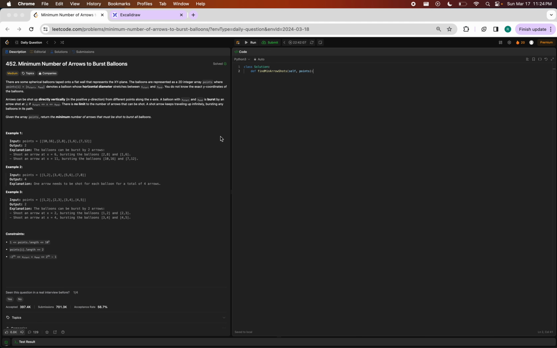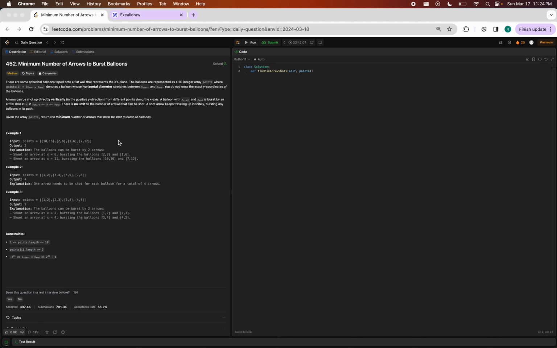There are some spherical balloons taped on a flat wall that represents the XY plane. The balloons are represented as a 2D integer array points, where points[i] has a list where one is the start and one is the end, and there is no limit to the number of arrows that can be shot. An arrow keeps traveling up infinitely, bursting any balloons in its path. Given the array points, return the minimum number of arrows that must be shot to burst all balloons.